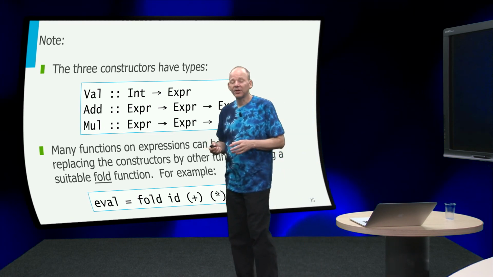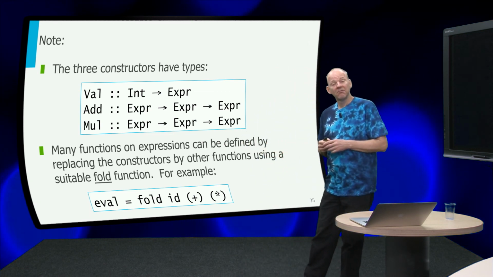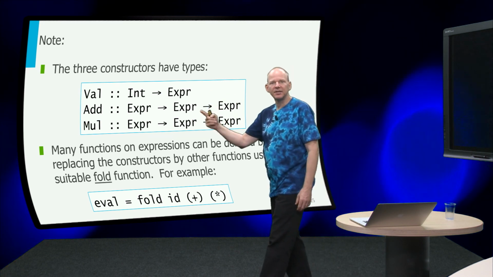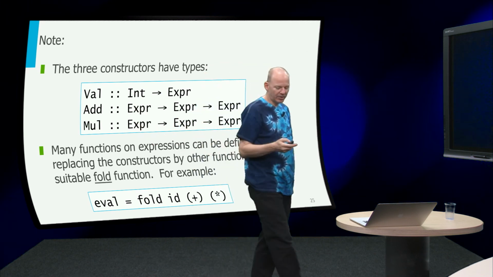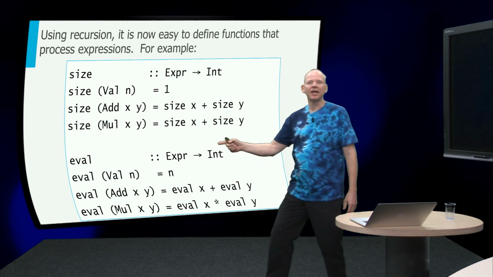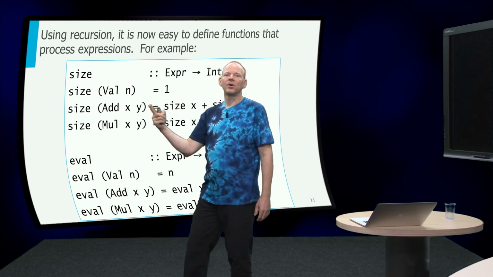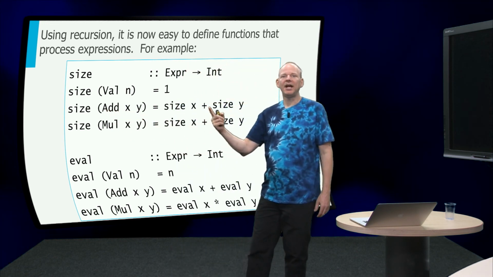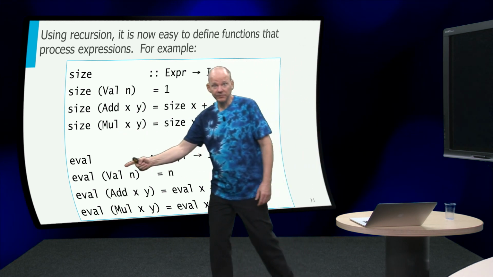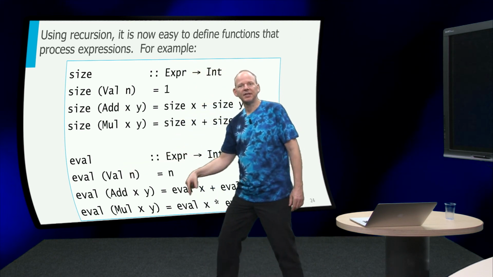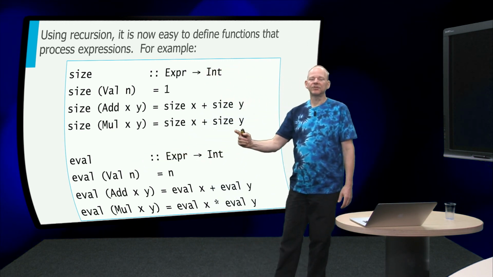When you look at the structure of those functions, what you see is that all they're doing is replacing the constructors, respectively value, add, and mul, by other functions. So let's go back here and check that. In this case, I replace the constructor val by the constant function 1. Here I replace the constructor add by plus and mul by plus. And for the evaluator, we replace this constructor by the identity, add by plus, and the constructor mul by times.